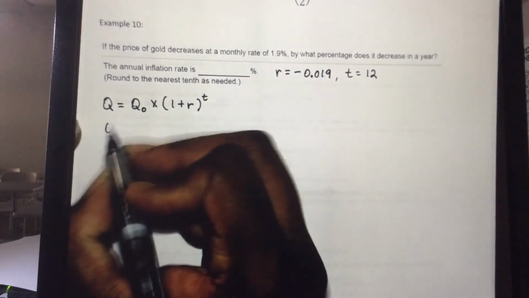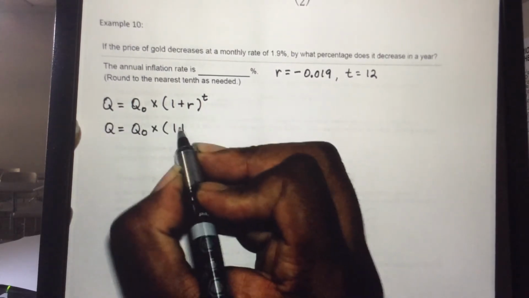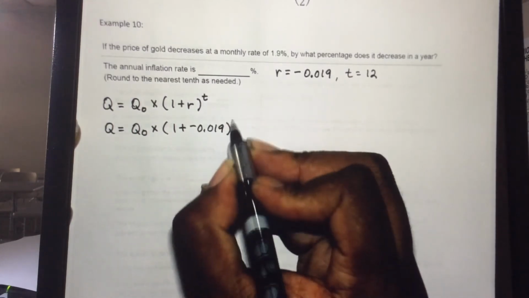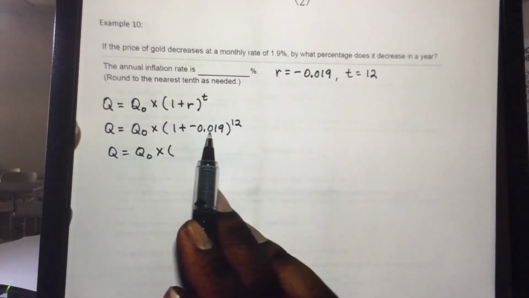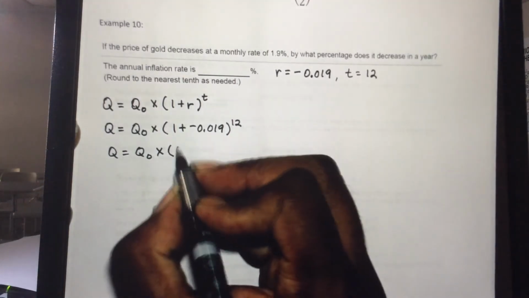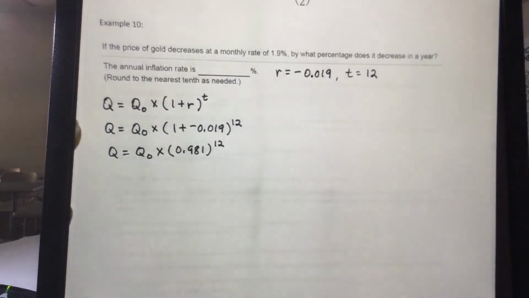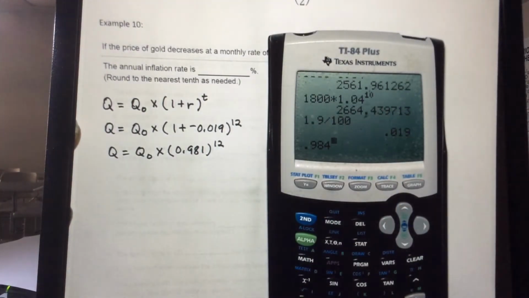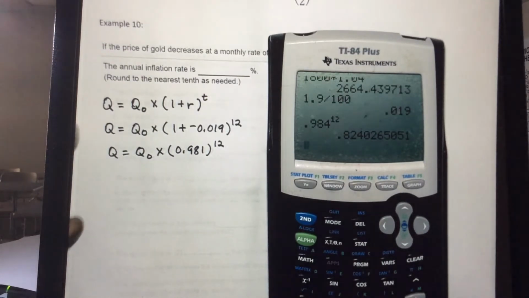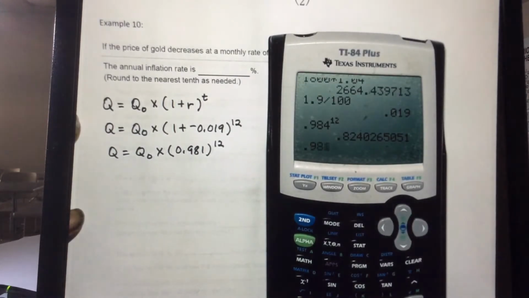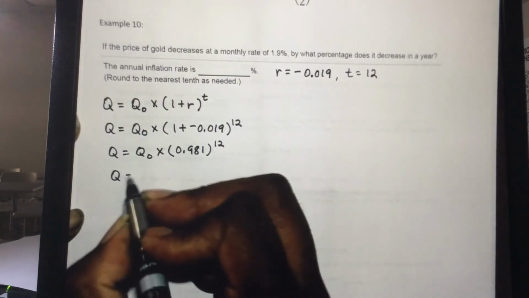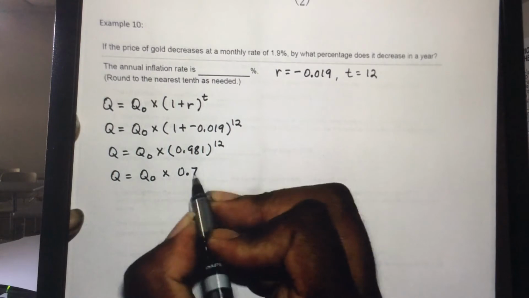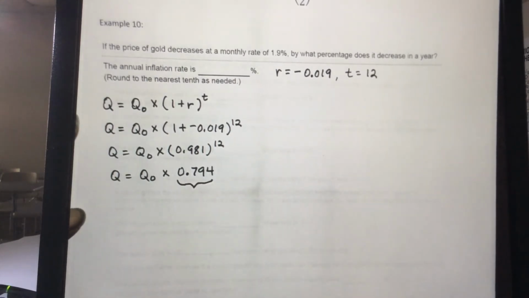Okay? Now if I do Q equaling Q sub 0 times 1 plus R, which is negative 0.019, raised to the 12th. Now if I do 1 plus a negative 0.019, I'm going to get 0.981. And that's going to be to the 12th power. And if I do 0.981 raised to the 12th, it's 0.794 if I round that off to 3 decimal places. So this will be Q equal to Q sub 0 times 0.794.